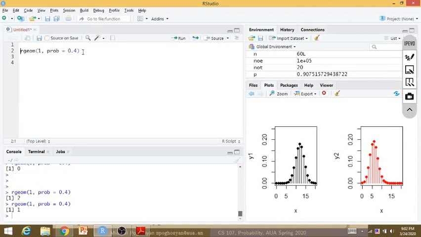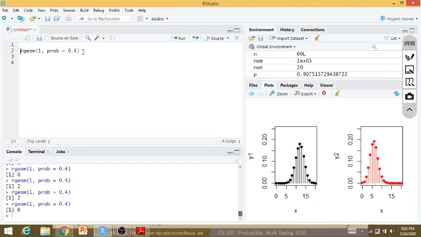I'm doing that again, 1. So just 1 failure before the success. 0, 2, 2, 6. So 6 means that the first 6 were failures and the 7th one was success.